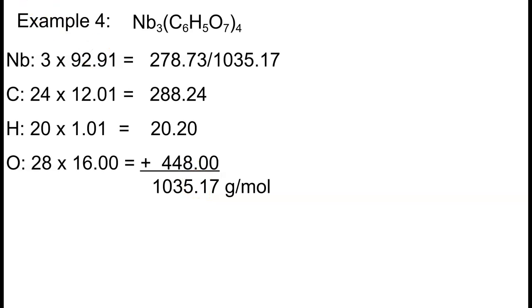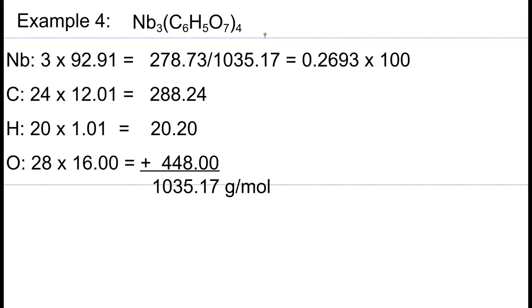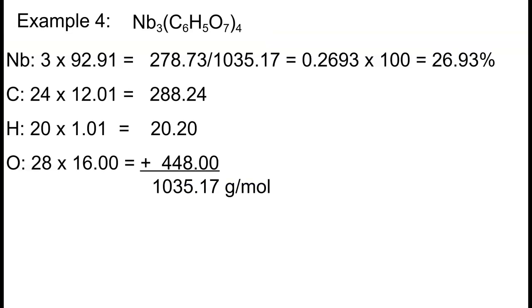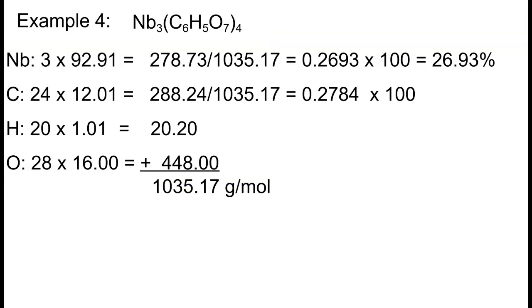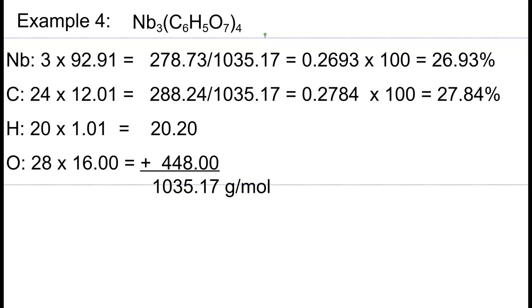So for Nb, we take 278.73 divided by 1035.17. We're going to get an answer. We're going to round that to 4 non-zeros past the decimal, and multiply by 100, and we get 26.93%. For carbon, we're going to take the subtotal divided by the grand total. We get 0.2784, again, 4 non-zero places past the decimal, times 100, and we get 27.84.